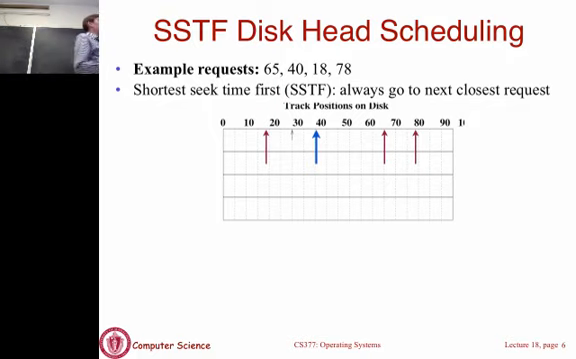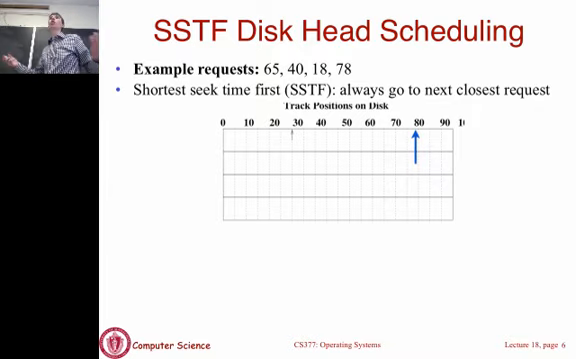Again, same calculation here. Now we're starting at track 40. How far is it from track 40 to 18? It's 22. And obviously it's 25 to track 65 and more to track 78. So the next thing we do is go from track 40 to track 18. And now the next closest request is 65, obviously, since 65 is closer to 18 than 78. And then there's only one left, so we finally service the last one.